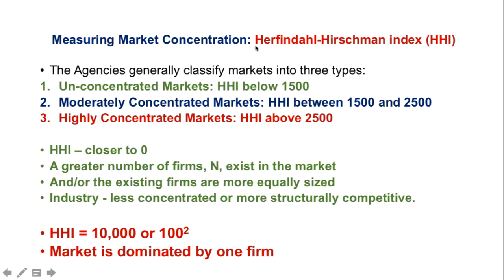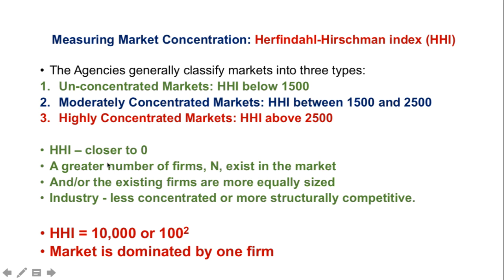So how do we measure HHI? The agency generally classifies markets into three groups. The unconcentrated markets, HHI, are below 1,500. The moderately concentrated markets are between 1,500 and 2,500. And the highly concentrated markets are above 2,500.